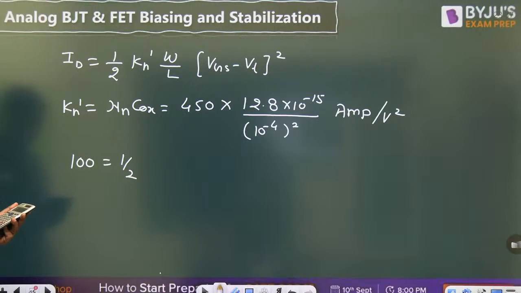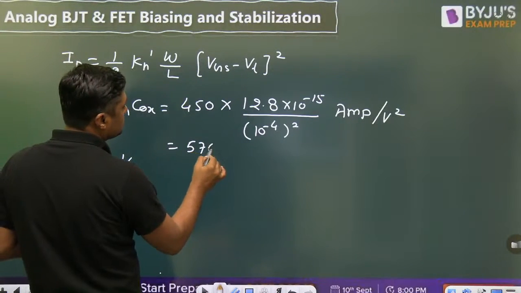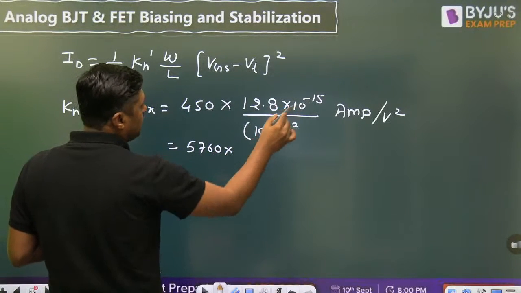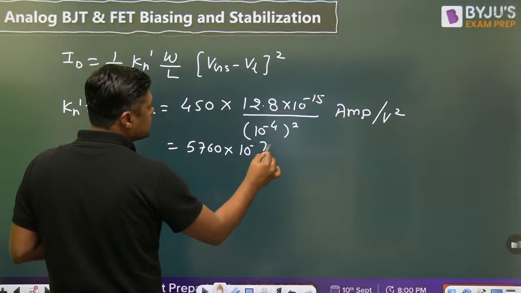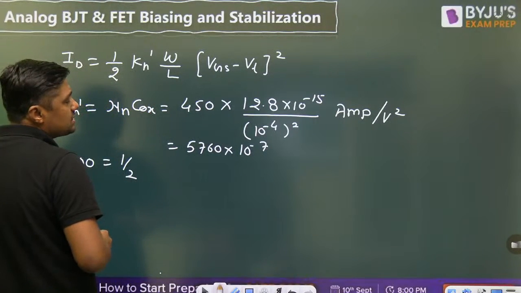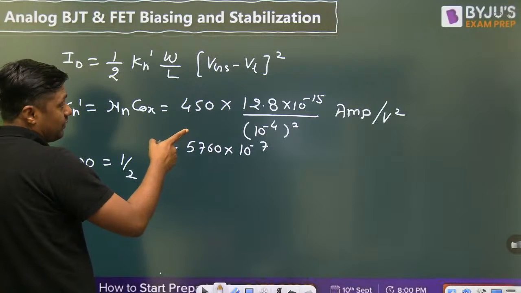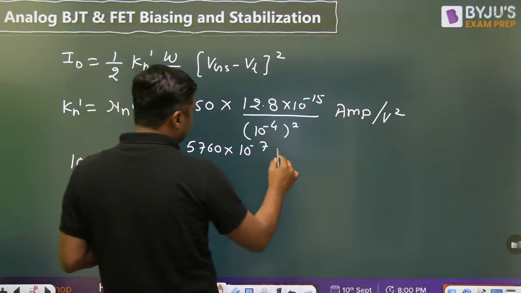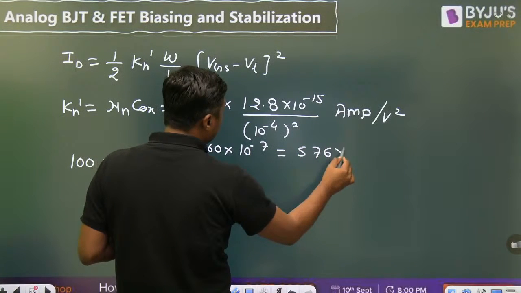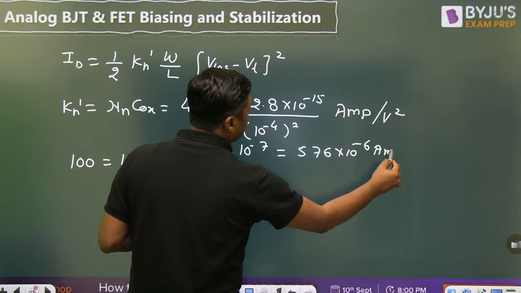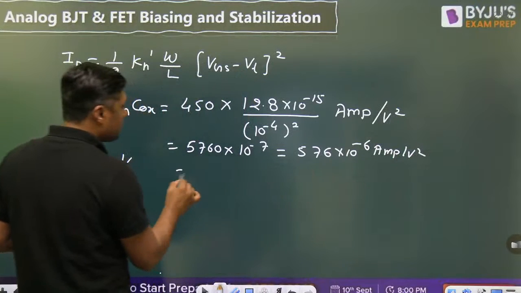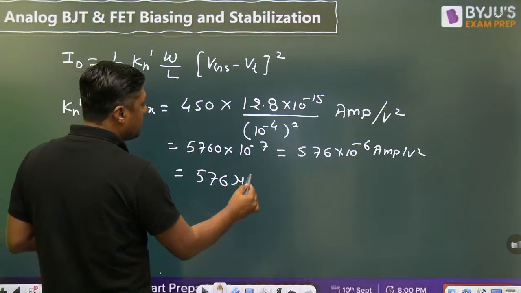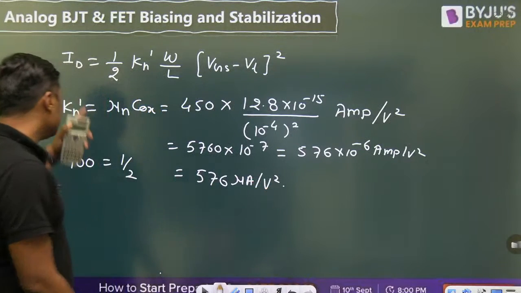This value is 450 into 12.8, right? 5760 into 10 to the power minus 15 plus 8, 10 to the power minus 7. I check my calculation, everyone. Then we can write 576 into 10 raised to power minus 6 ampere per volt square. It will become 576 microampere per volt square. Okay. Now you can use this value.